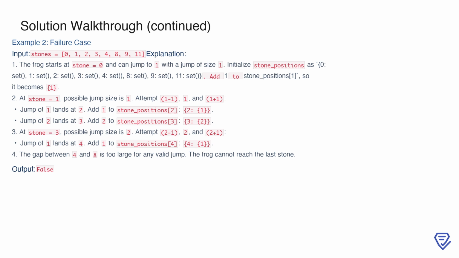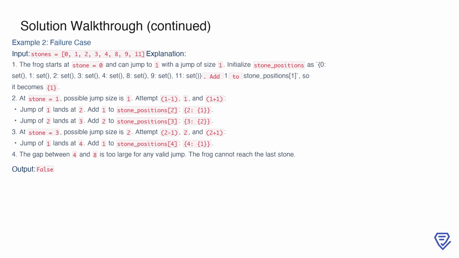From stone 1, the frog evaluates jump sizes of 1-1, 1, and 1+1. A jump of size 1 lands on stone 2, so we add 1 to stone_positions[2]. A jump of size 2 lands on stone 3, and we add 2 to stone_positions[3]. At stone 3, with a jump size of 2, the frog considers jumps of 2-1, 2, and 2+1. A jump of size 1 successfully lands on stone 4, so we add 1 to stone_positions[4].